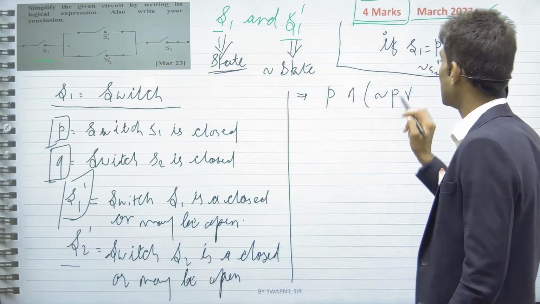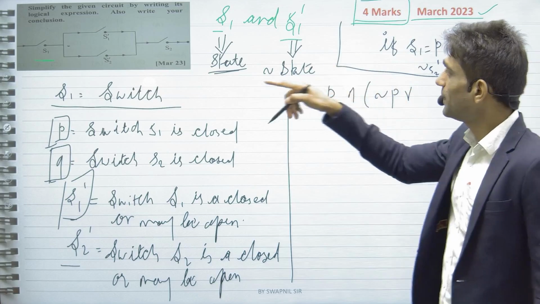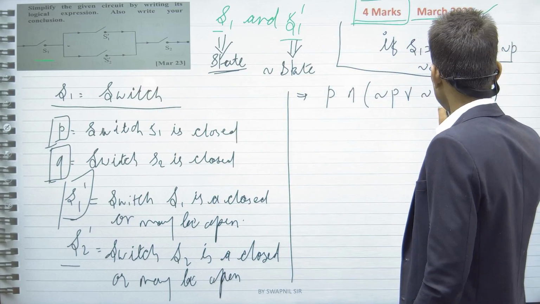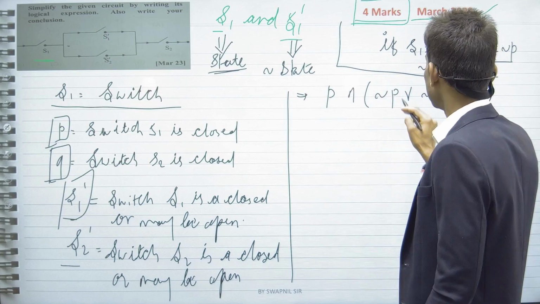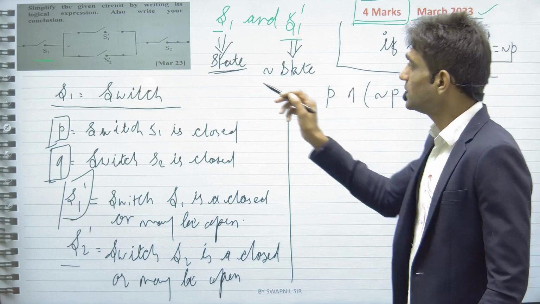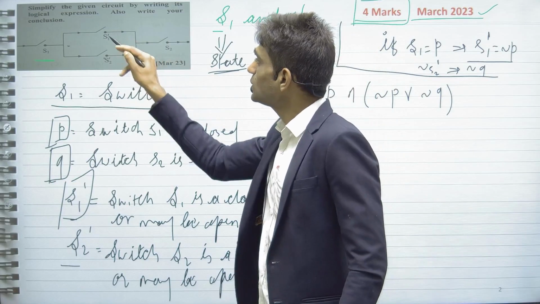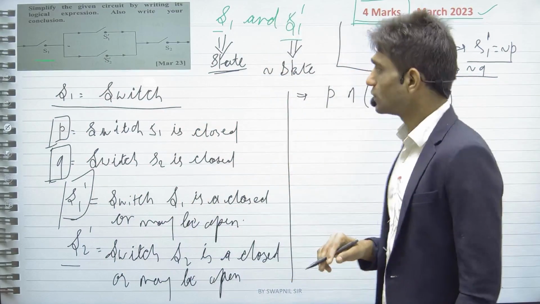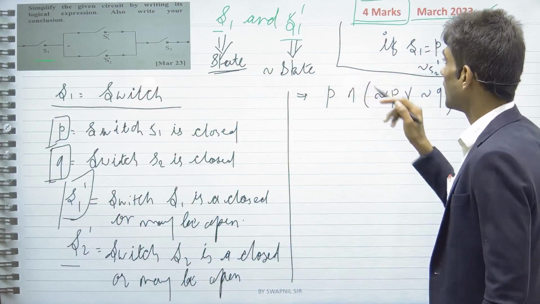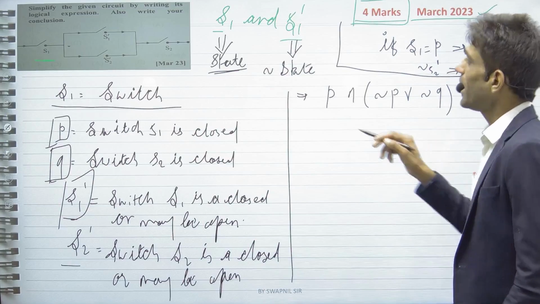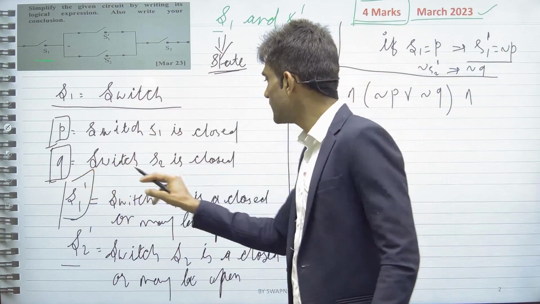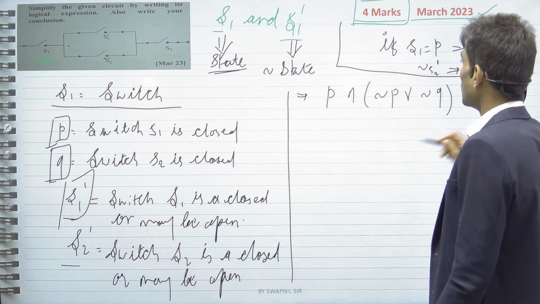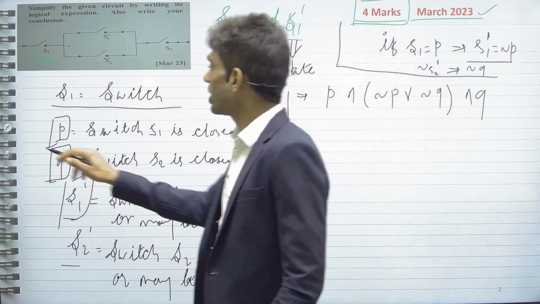So P and negation of P, or after that S2 dash, which represents negation of Q. So P and negation of P or negation of Q. After that, for these two connections we have again a series connection for S2, so it takes an AND value. S2 is a closed switch, which is represented as Q. So this is our required answer.